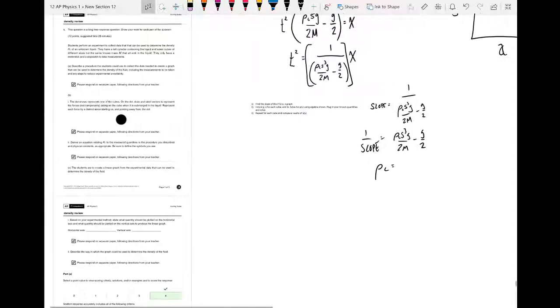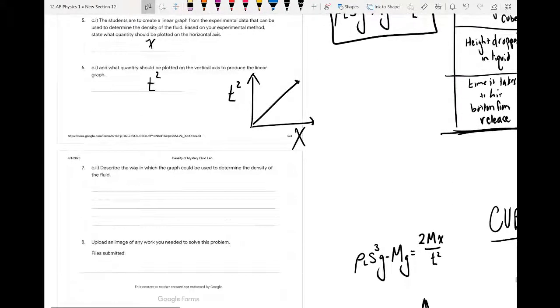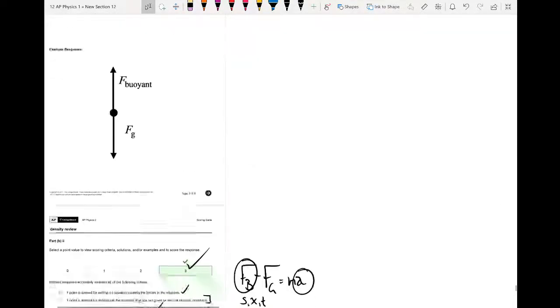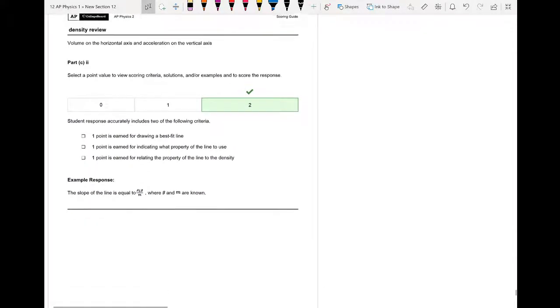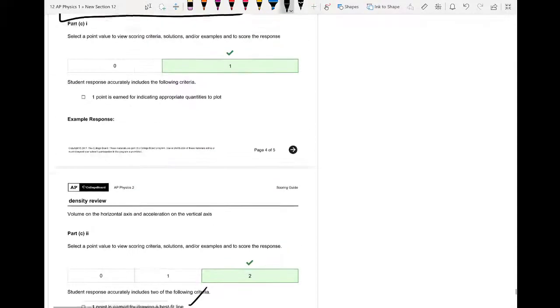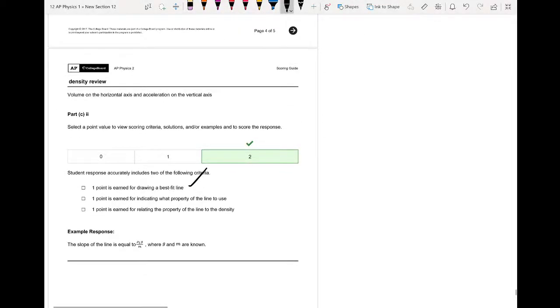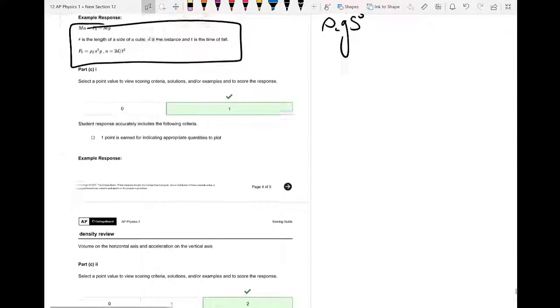But really quickly, let's go in here and check their key for that one, where we are deriving our equation. So describe the way the graph could be used. What they want to see when they're talking about the way that the graph can be used, all that they want is a point earned for drawing the best fit line. Oh, they actually have you draw the graph, my bad. So we have the best fit line, indicate which property is used for the line. So in this case, the slope. Relate the property to the line to the density. So what they're saying for theirs is they're just finding the slope and then calculating based on the known. So that's what we did too.